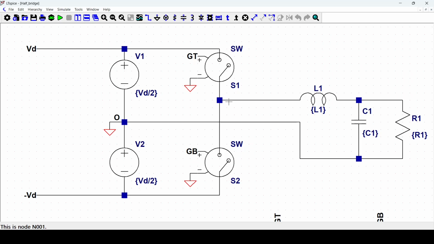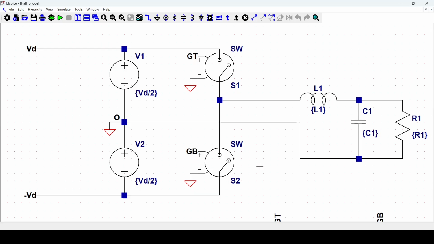So to drive these two switches, we've got to have a sine reference voltage that will be the output waveform that we want on our load, and a triangular carrier wave at the switching frequency.